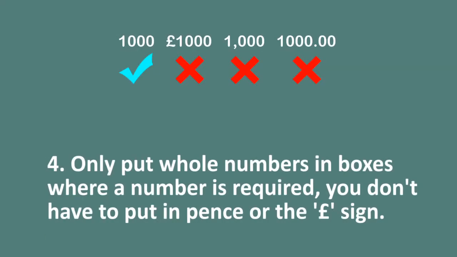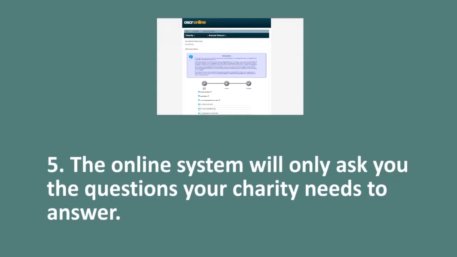You can retrieve the saved online annual return and complete the remainder on another day. Only put whole numbers in boxes where a number is required. You don't have to put in pence or the pound sign. The online system will only ask you the questions your charity needs to answer.